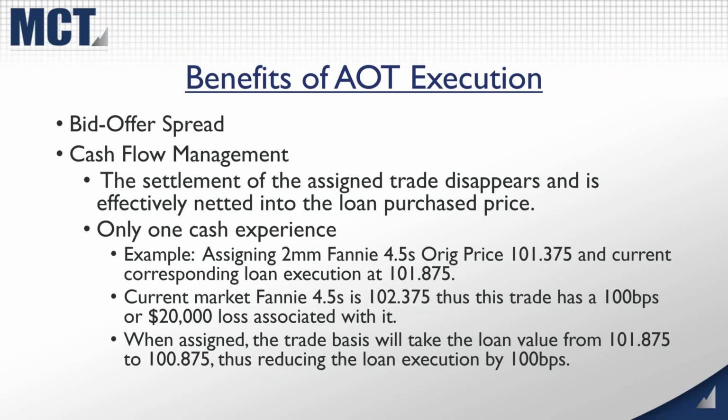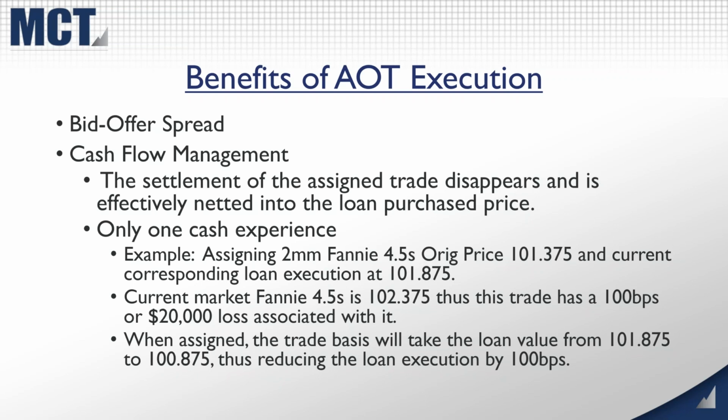So again, using our example here, if I assign 2 million Fannie 4.5s with an original price of 101 3/8, let's just say that my loan execution is at 101 7/8. Current market is 102 3/8. I'm using this as an example. So what that means is we have seen a 100 basis point rally in this position, and you as the lender are short that position, so your trade is 100 basis points out of the money. For 2 million, there's a $20,000 loss associated with it.